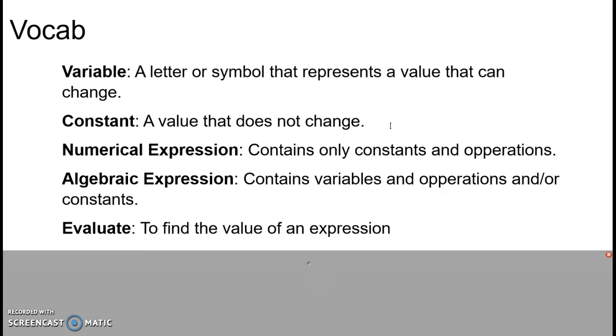But if we take a different formula, like the area of a triangle, you have area equals 1/2 base times height. The 1/2 is a constant. It never changes. No matter what triangle you are figuring out the area of, it's always going to be multiplied by 1/2.